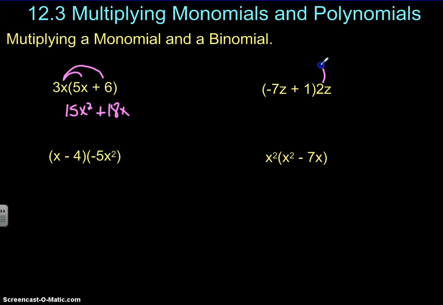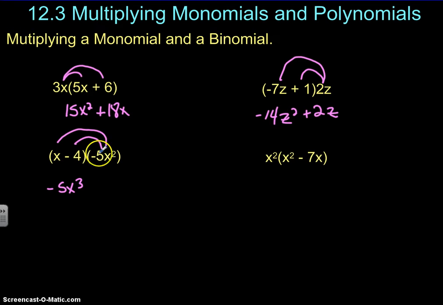Look at the next one. Even though it's in the back, I still do the same thing. This times this, this times this. Okay, 2z times negative 7z is going to be negative 14z squared. 2z times 1 is 2z. And we're done. It's in standard form. Next one. This is in the back. I'm still multiplying both of these things by that. Negative 5x squared times x is negative 5x cubed. Negative 5x squared times negative 4 is positive 20x squared. And that's done.